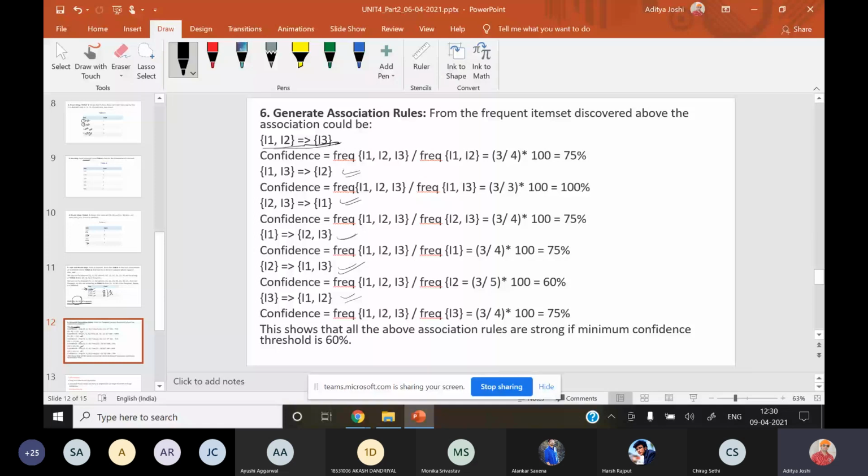And you have to calculate the confidence of each association rule with the help of the formula: frequency of xy divided by frequency of x. It is the formula for confidence. Then you will find, with the help of the above values, that the confidence is 75%, 100%, 75%, 75%. This is the exact confidence, that is 60%, 75%. So these association rules are strong if the minimum confidence threshold is 60%, right?